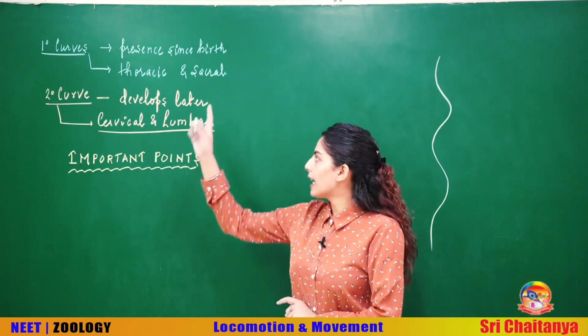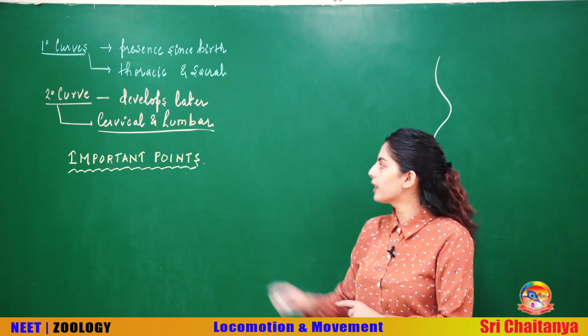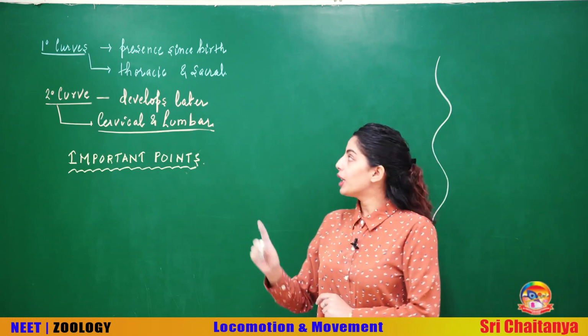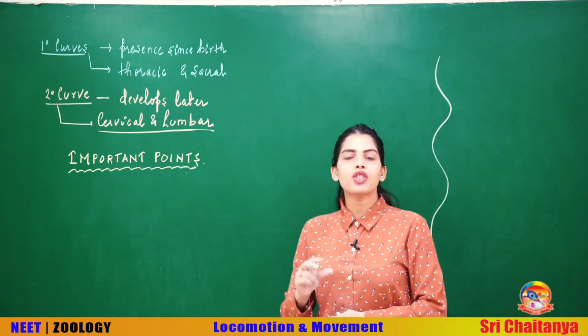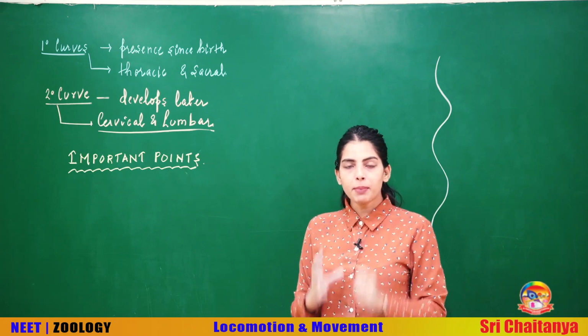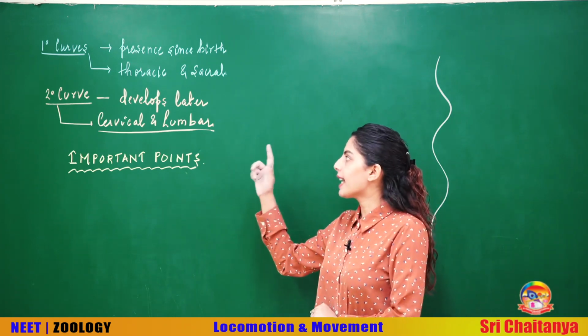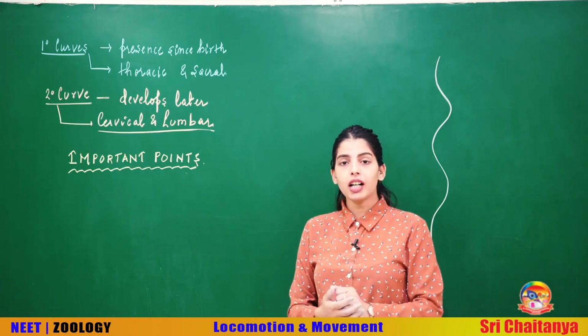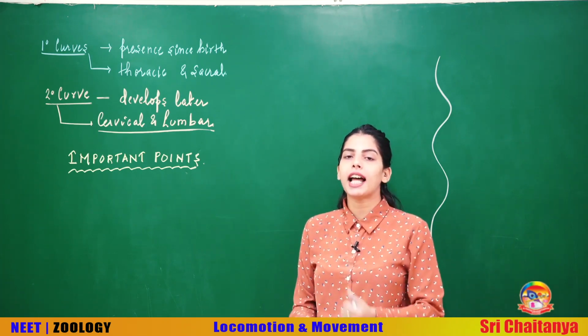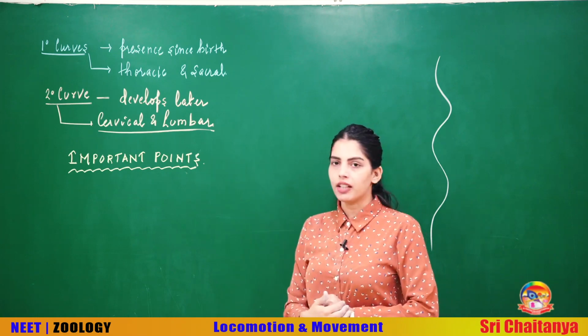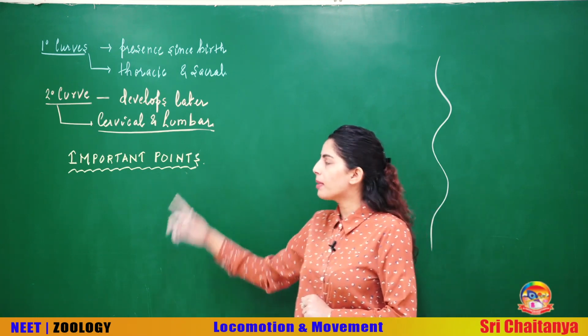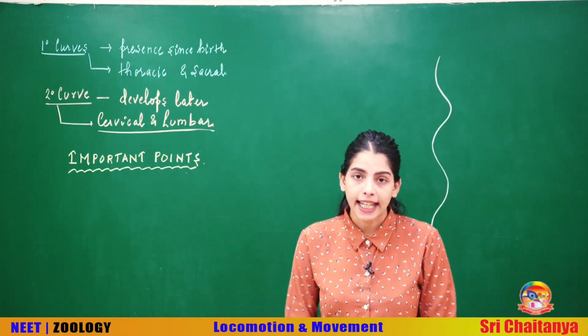Some curves are called primary curves and some are called secondary curves. Primary curves are the curves which are present since birth, like your thoracic and sacral. But the curves which develop later in life are called secondary curves. I have written that the cervical and lumbar curves are called secondary curves.